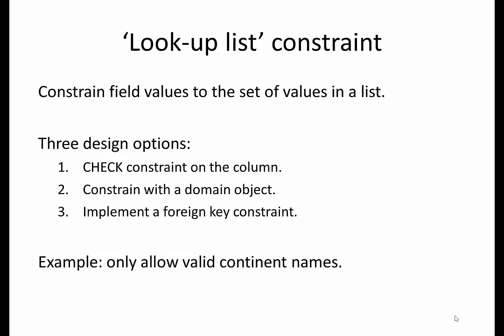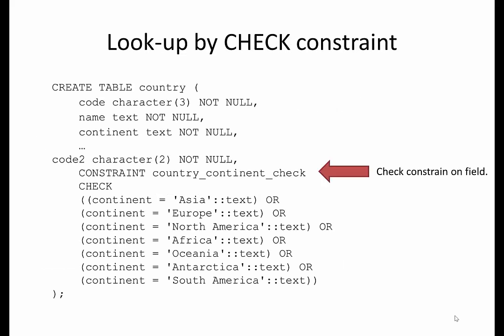And there are 3 standard, easy design options in Postgres for how you might implement such a constraint on a field. So a list of acceptable values. For example, we've got an example here. We're only going to allow valid continent names. I think we mentioned this previously in one of the previous SQL ones. So we've got this table country, which has a whole load of fields, and then it has this field code, which is a country code.